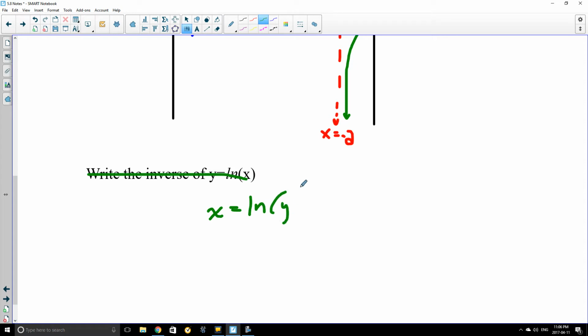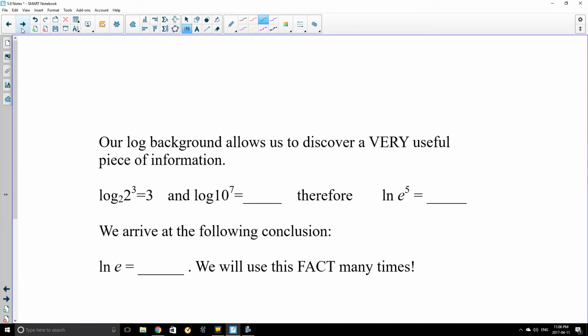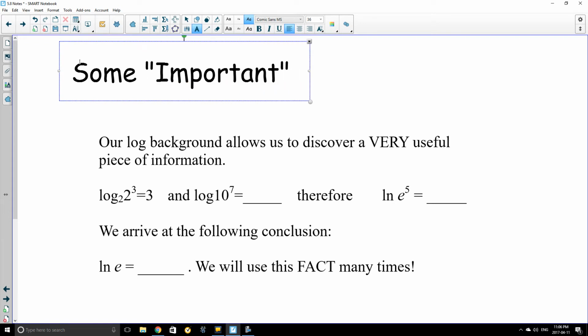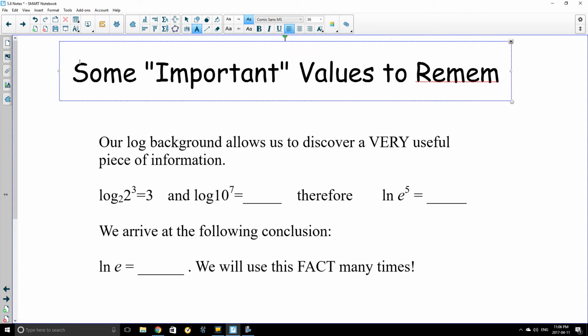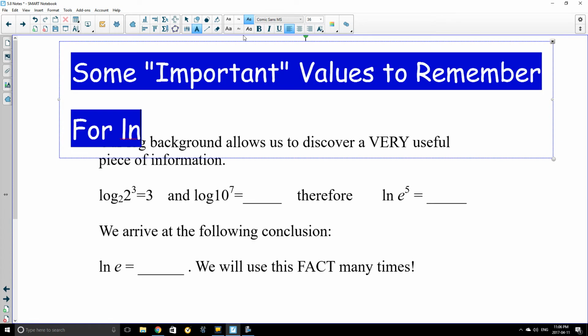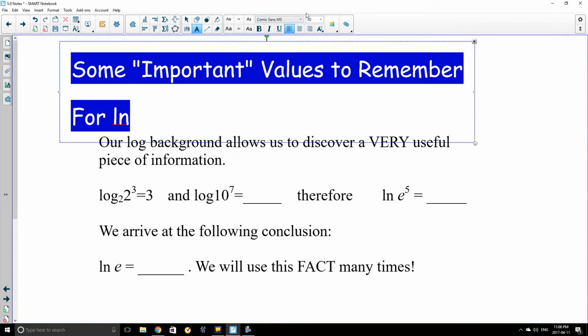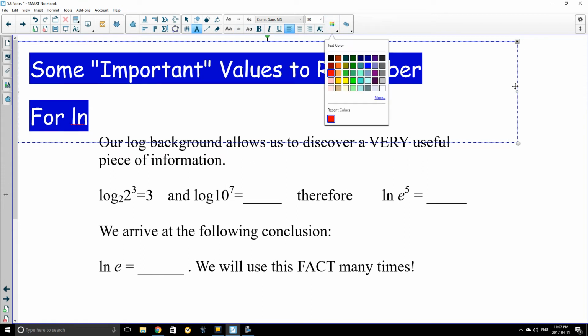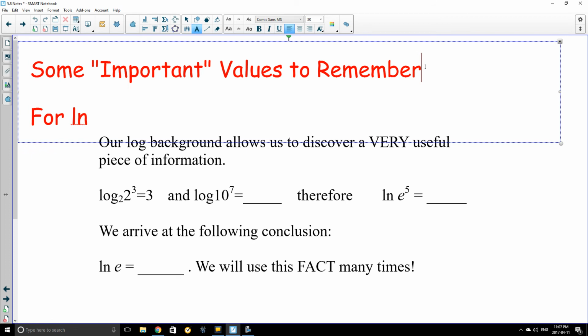Alright. Flip the page. Okay, so now I'm going to share some important values to just know. Okay, so I'm going to put important in quotation marks. So some important values to remember for ln. Just trying to make this look pretty. It's not working. Oh, there we go. Okay. So, and we kind of know this from log.